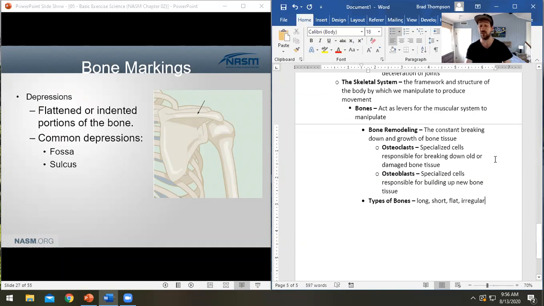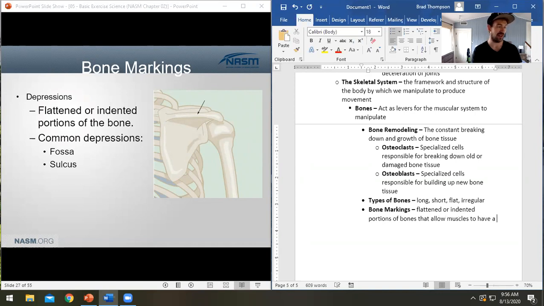Now you do also have specialized bone markings on there as well. Bone markings are what allow muscles to have a place to grip, right? So you're going to see flattened or indented portions of bones that allow muscles to have a good grip. Actually, that's a great way to put it. So this is what allows your muscles to actually attach, right?